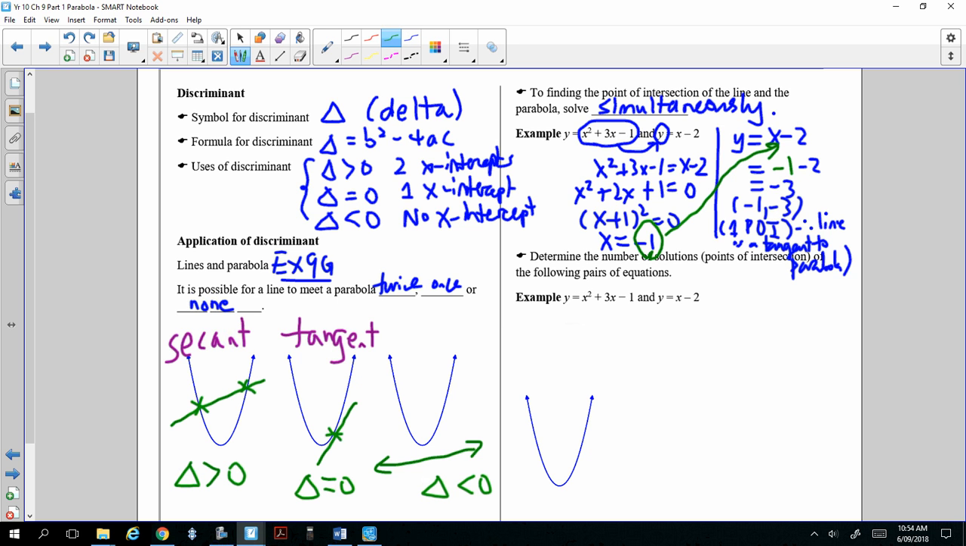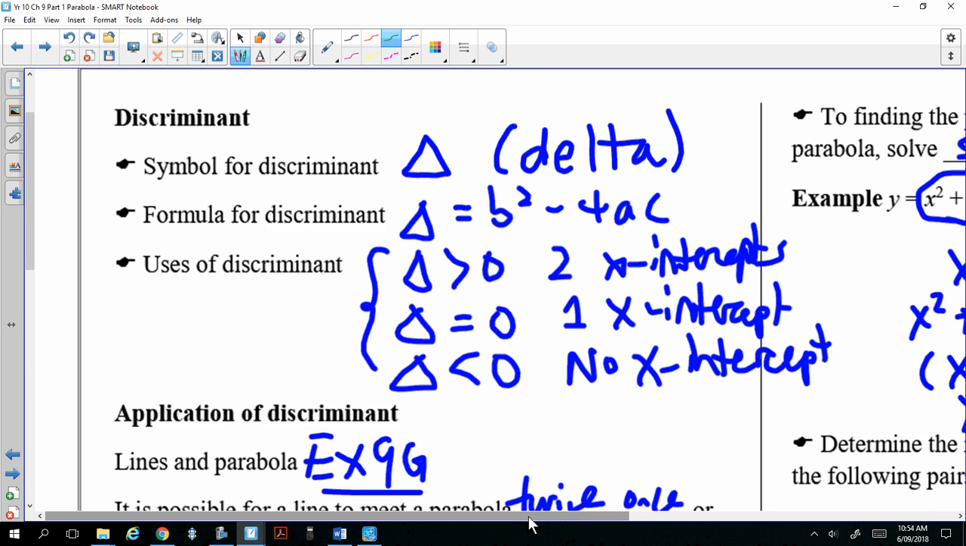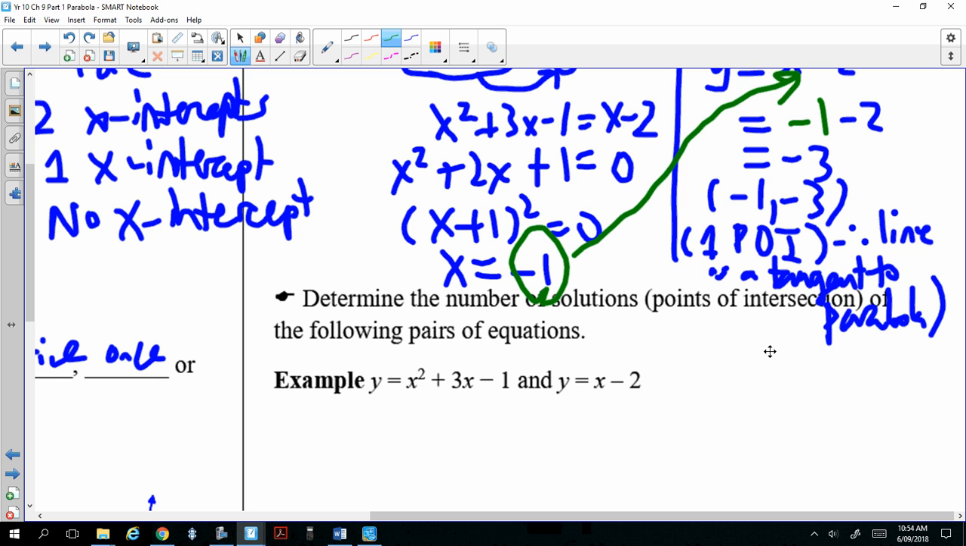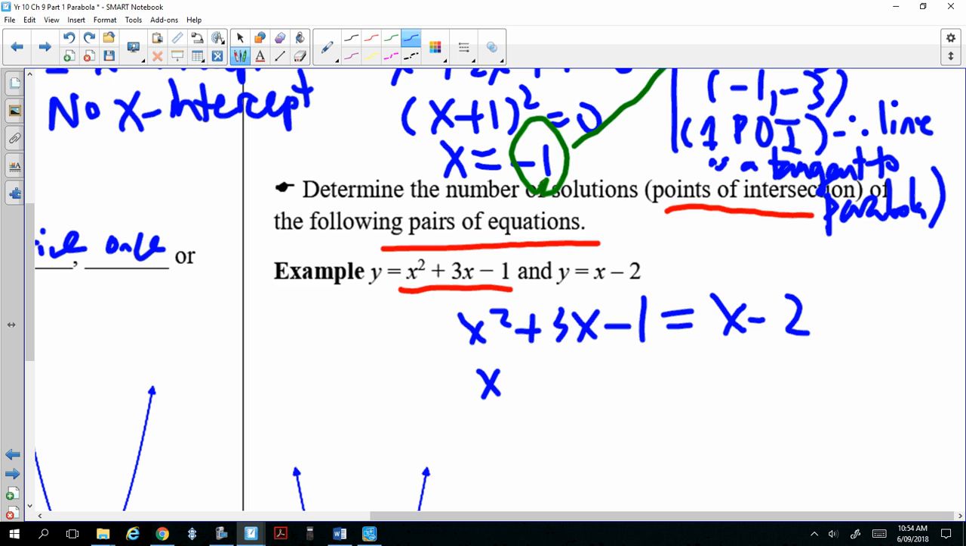Let's continue. Okay, now it's the same question, but this question asks to determine the number of solutions. How many times would the line cross the parabola? And when they say how many times they cross, they really just want you to solve them simultaneously, set equal to x minus 2, and move it all to one side. And then after that, do not solve it. You find the discriminant. And the discriminant is 2 squared minus 4ac, which is equal to 0.